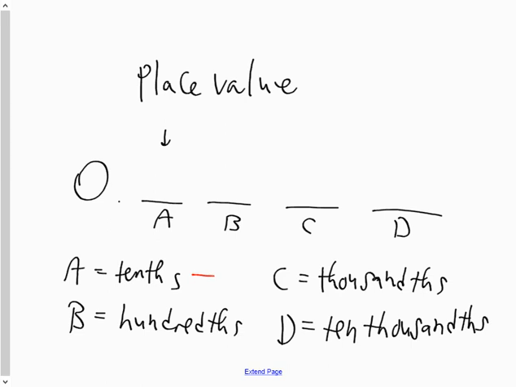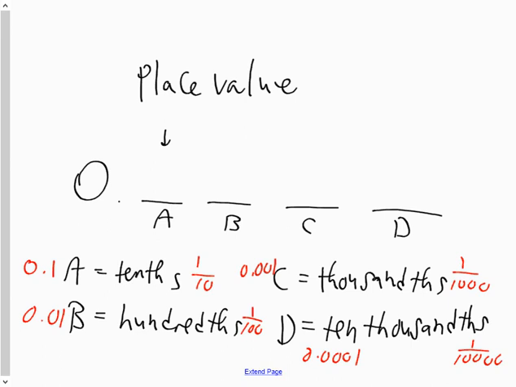Now, when I say a tenth, as a decimal, a tenth is written that way, and as a fraction, it's written that way. A hundredth, as a decimal, is written this way, and as a fraction, is written this way. A thousandth, and a fraction, and the 10,000ths, and the fraction. So, with that said, that looks complicated looking, but it's not that bad.